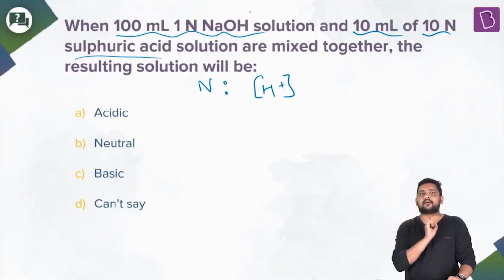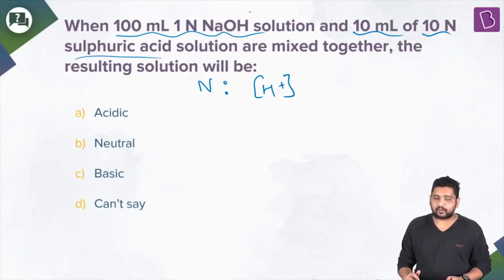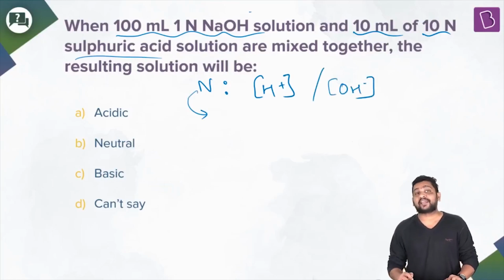That n factor is the number of H plus per molecule of acid, and it turns out to be equal to the number of moles of H plus per liter of solution only, right? So what is given is that... Similarly, you can also say that normality is the same as the concentration of OH minus if you are looking at a base. So we have one normal NaOH, 100 ml, right?